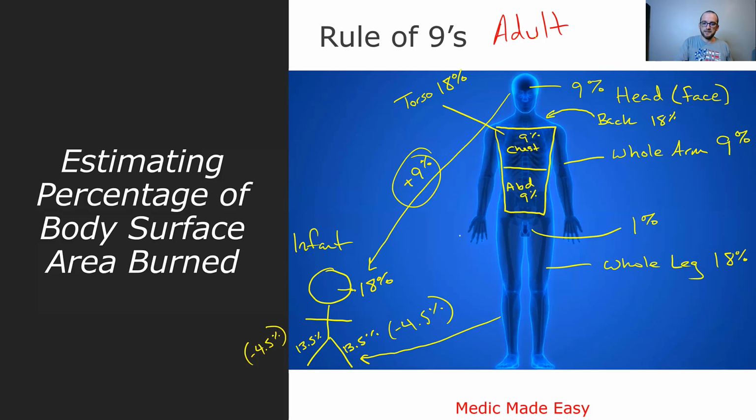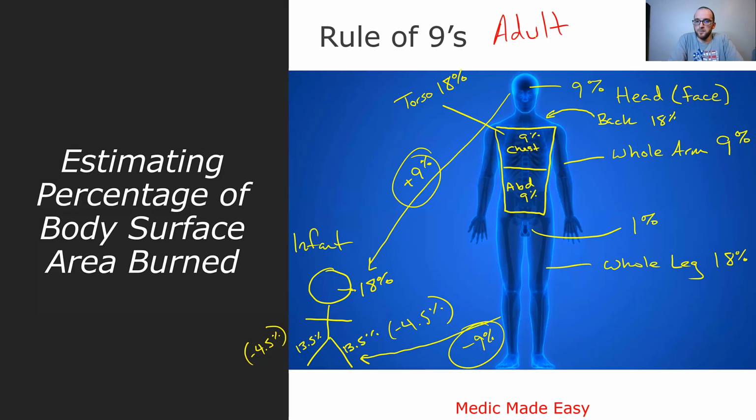So we added 9 to the head, we're going to take 9% off the legs. Right? So we're going to do 4.5% off of each leg. Everything else is the same. The torso is 18%, the back is 18%, each whole arm is 9%, and the genitals are 1%. Everything else is the same.